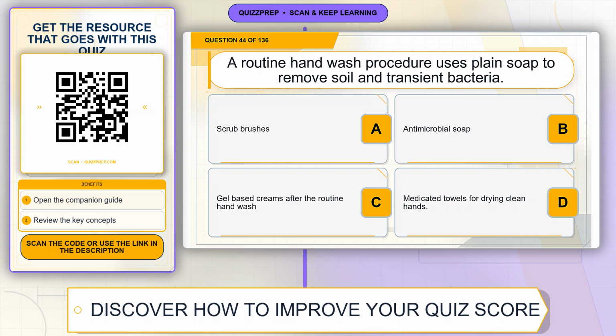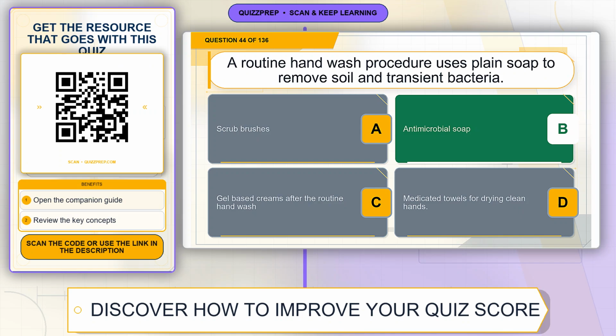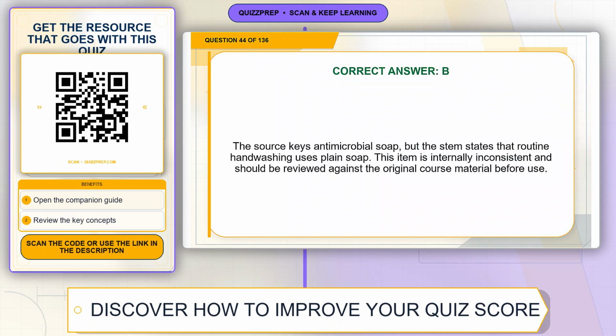Question 44. A routine hand wash procedure uses plain soap to remove soil and transient bacteria. Option A, scrub brushes. Option B, antimicrobial soap. Option C, gel-based creams after the routine hand wash. Option D, medicated towels for drying clean hands. The correct answer is option B, antimicrobial soap. Explanation: the source keys antimicrobial soap, but the stem states that routine handwashing uses plain soap. This item is internally inconsistent and should be reviewed against the original course material before use.